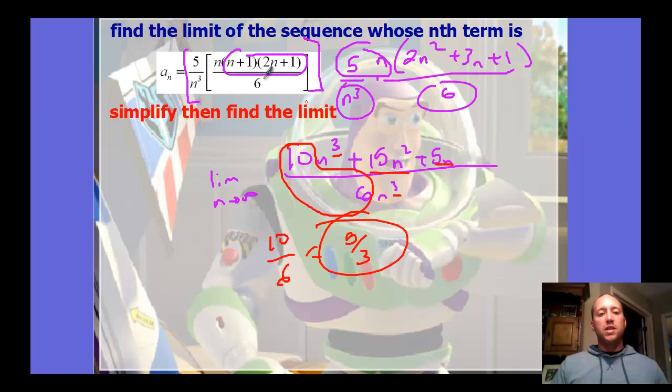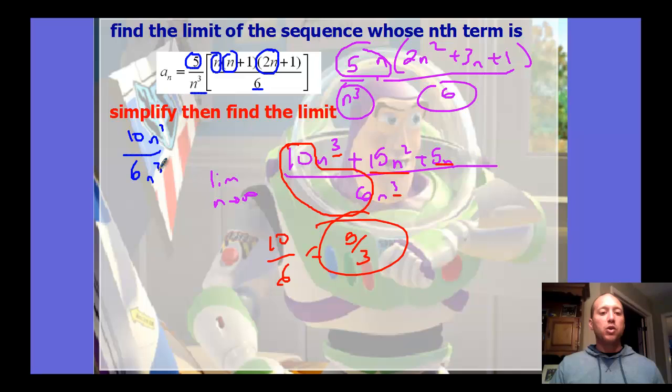Now, some of you could see that at the beginning, if you look at the beginning of the problem here and say, what do we need to do to get the biggest degree on the numerator and the biggest degree on the denominator? You can say to do that, it's going to be 2n times n times n times 5. So we're multiplying that. You multiply those together, you get 10n cubed. The bottom will be 6 times n cubed, which is 6n cubed. And then you can evaluate the exponents there to see what our limit would be.